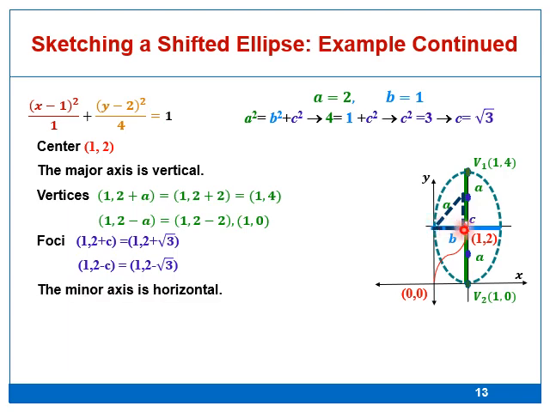The minor axis is horizontal. The endpoints of the minor axis and the center all lie on the same horizontal line. They all have the same y coordinate, which is 2. They only differ in their x coordinate. The x coordinates of the endpoints of the minor axis will be 1 plus b and 1 minus b.